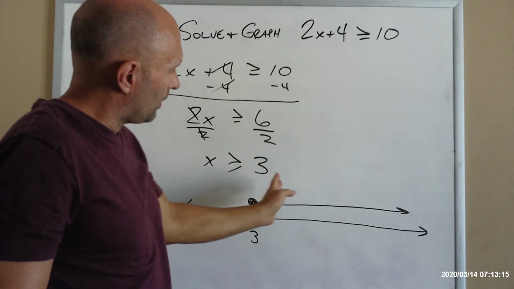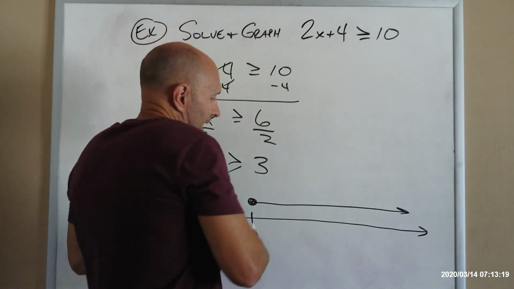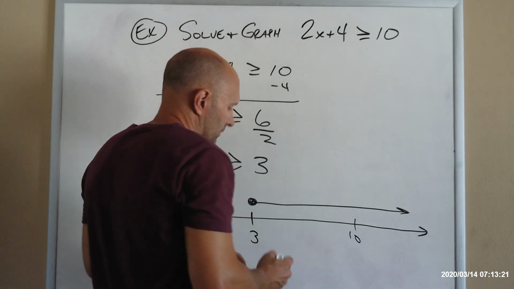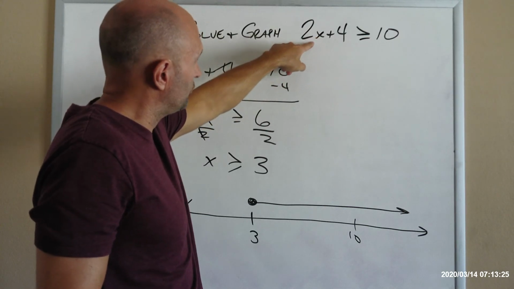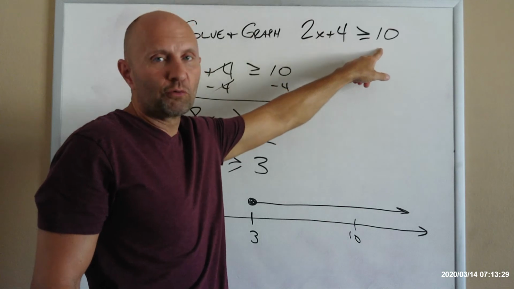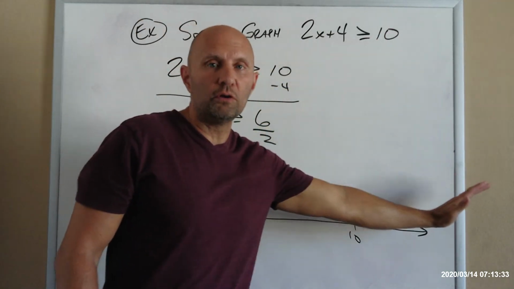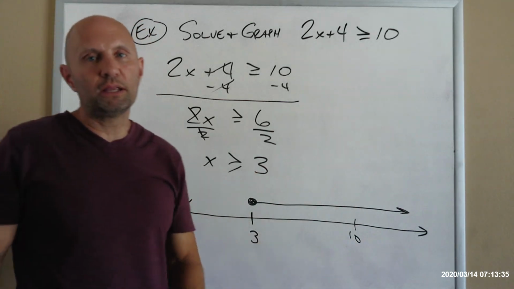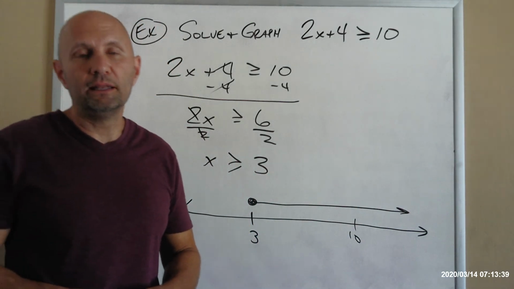Let's pick another point. Well, we're saying we're out here on the right, so let's just pick 10. It's an easy number to deal with. If I check 10 in here, 2 times 10 is 20, plus 4 is 24. Is 24 greater than 10? Yes, it is. So I can feel pretty good that the picture I've drawn here is the likely answer for this linear inequality.